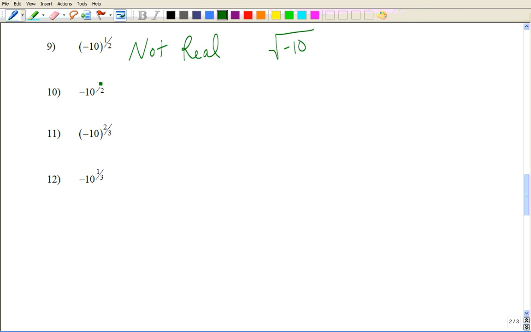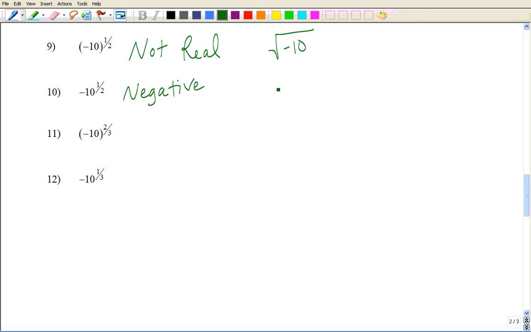The next one, we have negative 10 to the 1/2 power. So what do you think this one is? It's actually negative. And the trick to these is you have to remember the order of operations. Either please excuse my dear Aunt Sally or PEMDAS, whatever you remember. But remember, it's parentheses, then exponents, then multiplication. So on number 10 here, we have to evaluate the exponent before we can do the negative.